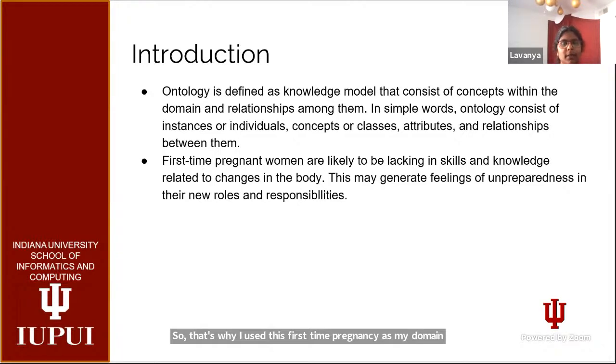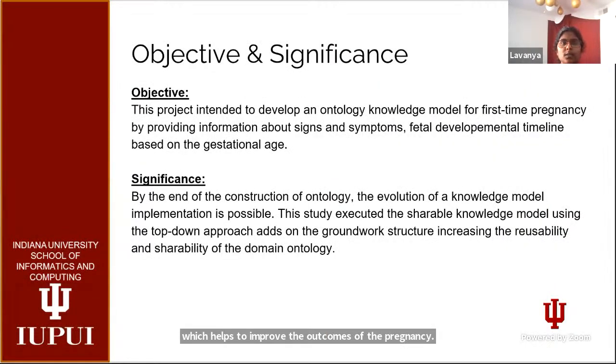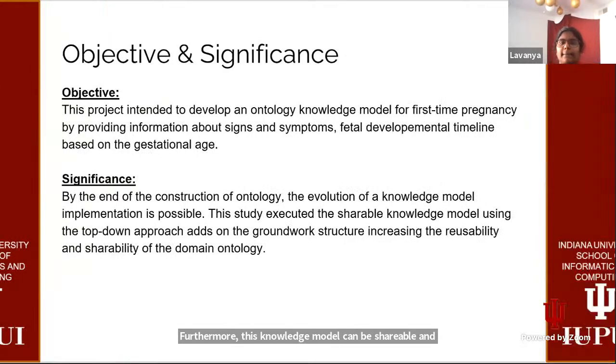Pregnant women need to develop awareness, which helps to improve the outcomes of their pregnancy. Objective and significance. Most women get anxious about the signs and symptoms they experience during pregnancy since it's their first time. They also worry about the fetus growing inside their womb. However, this study provides information related to signs and symptoms and the fetal development timeline based on gestational age. By the end of the construction, it is possible to implement the knowledge model. Furthermore, this knowledge model can be shareable and reusable with technology independence.